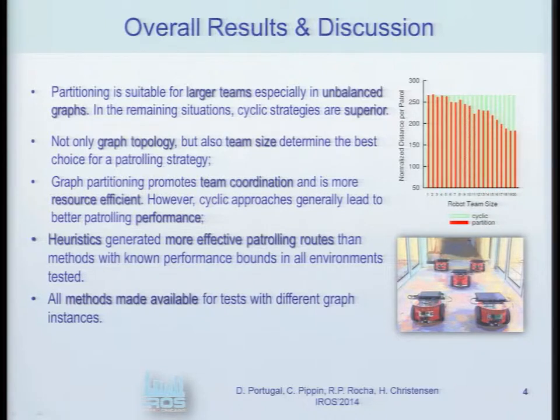In addition, graph partitioning is shown to promote team coordination and is more resource efficient because each robot patrols a disjoint subgraph, while in the cyclic approaches, all the robots share the same graph. Our heuristics have generated superior effective patrolling routes than the methods with no performance bounds. And all our methods are freely available for the community to test with different graph instances.